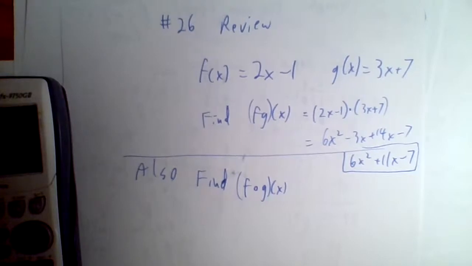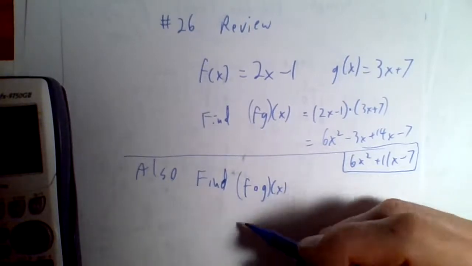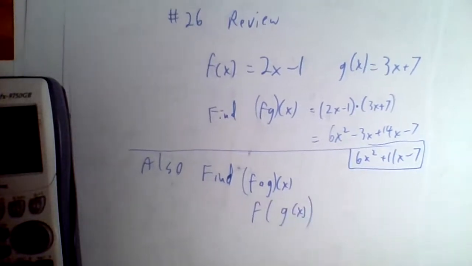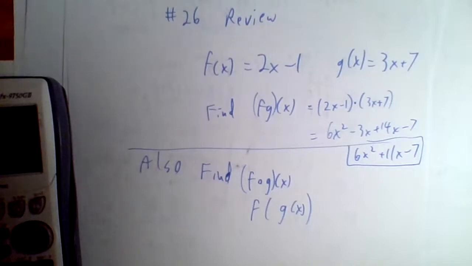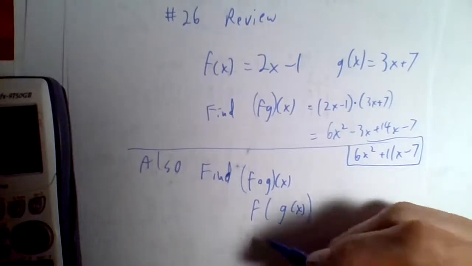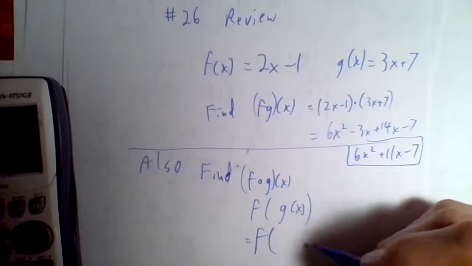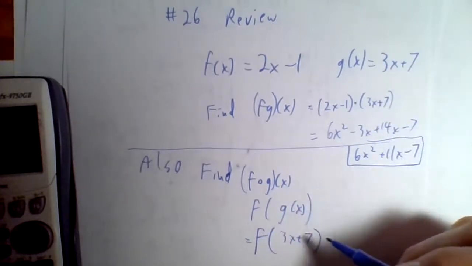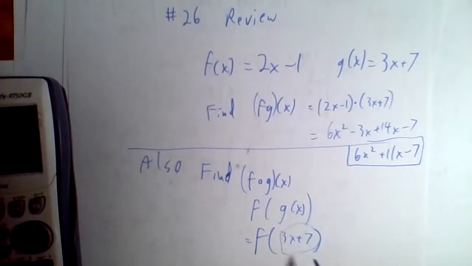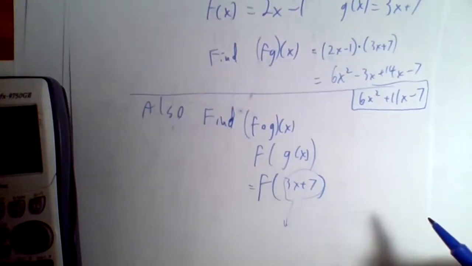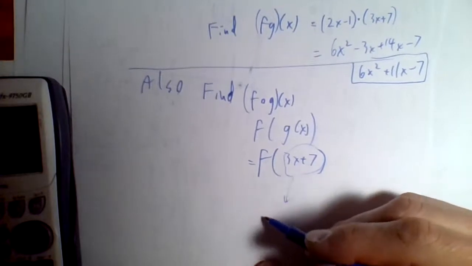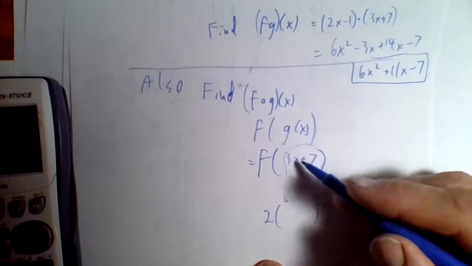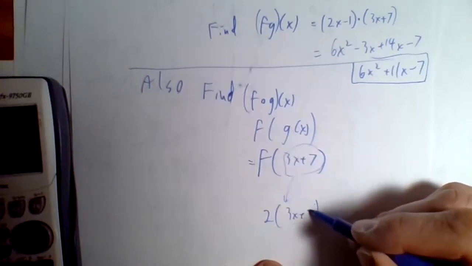You should read it f of g of x. You should write it f of g of x. Then that's what that circle thing means, is there's an inside function plugged into the other one. So that means we want to do f of whatever g of x is, 3x plus 7. So that means taking that whole thing, substituting it into the f function. F of x is 2x minus 1. So f of this thing is 2 times this thing minus 1.